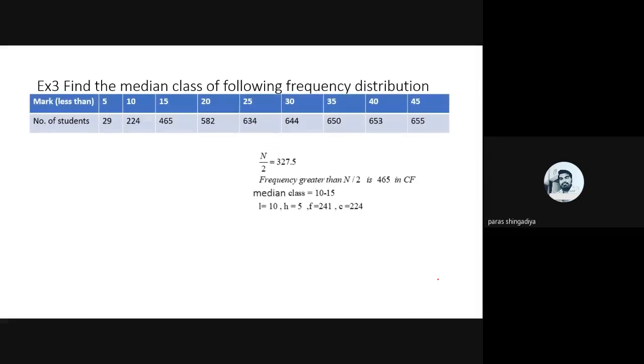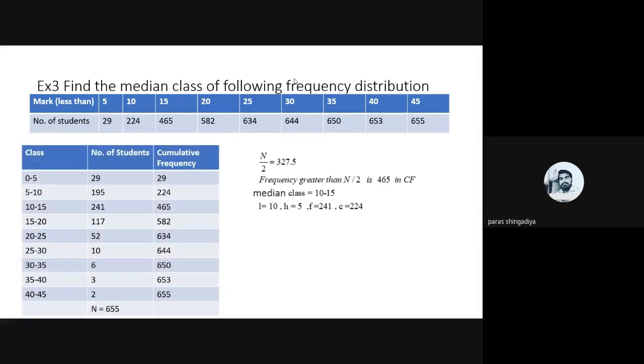And now in the third one, class interval is not given. Okay, but there is a condition that marks are less than. This less than is applicable for all the values: less than 5, less than 10, less than 15, less than 20, less than 25, 30, 35, 40, and 45. So here class interval is not given. So first we'll predict the class interval, then its frequency, and then the CF.